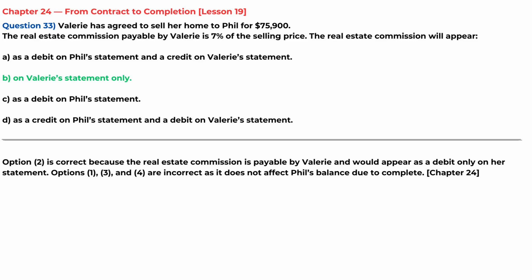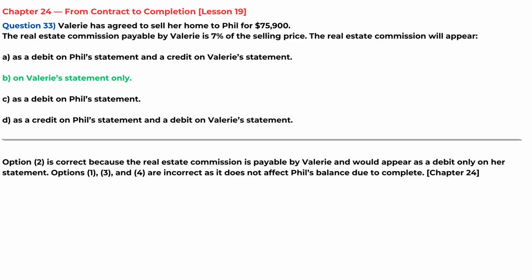Question 33. Valerie has agreed to sell her home to Phil for $75,900. The real estate commission payable by Valerie is 7% of the selling price. The real estate commission will appear, option 2, B, on Valerie's statement only, is correct because the real estate commission is payable by Valerie and would appear as a debit only on her statement. Options 1, 3, and 4 are incorrect as it does not affect Phil's balance due to complete.